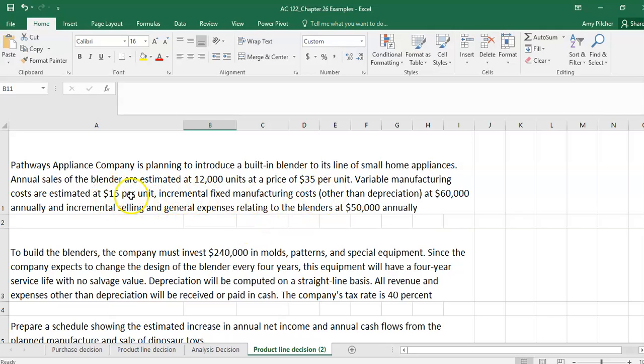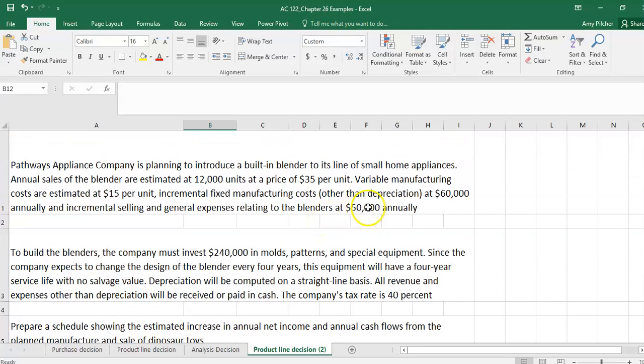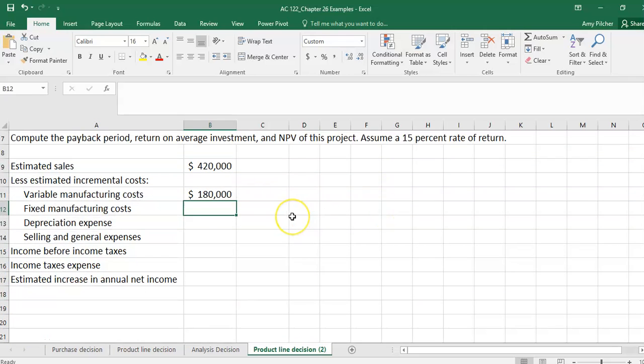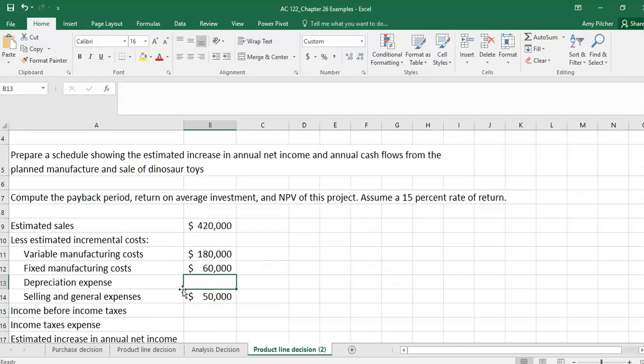Our variable manufacturing costs are $15 per unit. So we have 12,000 units times $15 per unit. Our fixed manufacturing costs are $60,000 and selling and administrative costs are $50,000. For our depreciation expense, we see that we're going to pay $240,000. There's no salvage value, and we have a 4-year useful life. So we would take 240,000 divided by 4 to get our depreciation expense for a 4-year useful life.